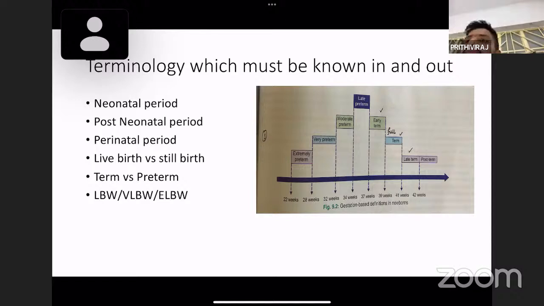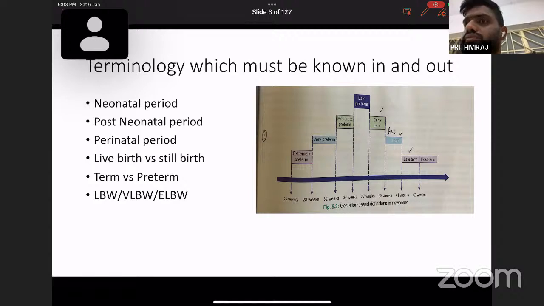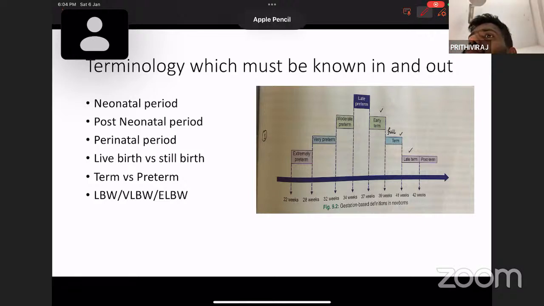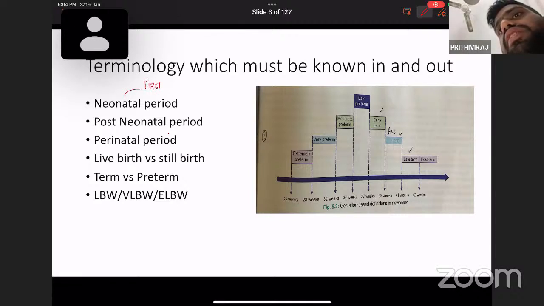What is neonatal period? This will be the question. It is nothing but the first 28 days of life. This neonatal period is divided into two: early neonatal period and late neonatal period. Early neonatal period consists of the first 7 days of life, 0 to 7 days, whereas the late neonatal period consists of 8 to 28 days of life.